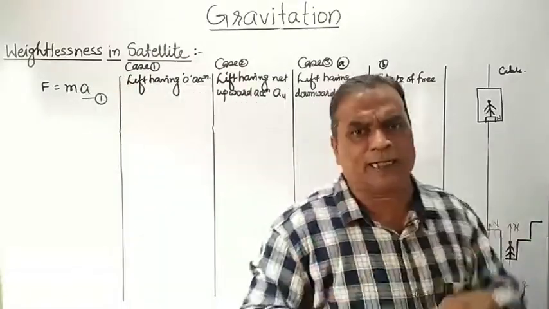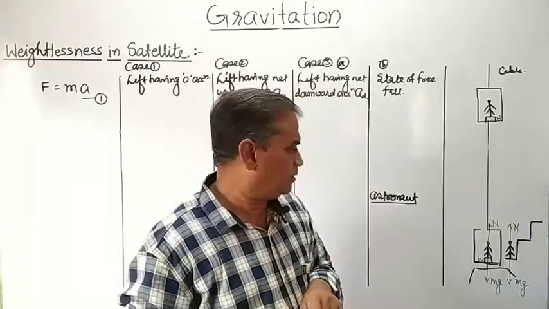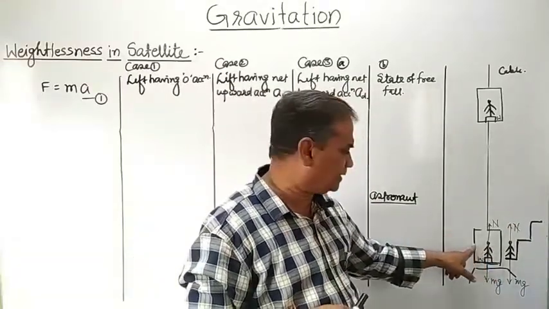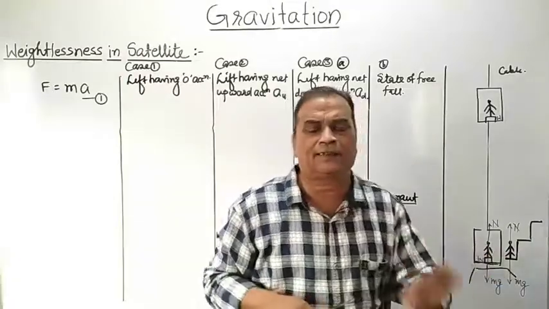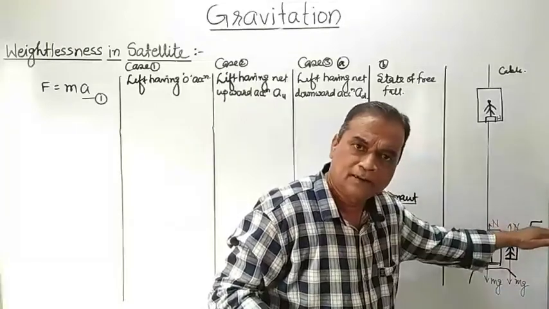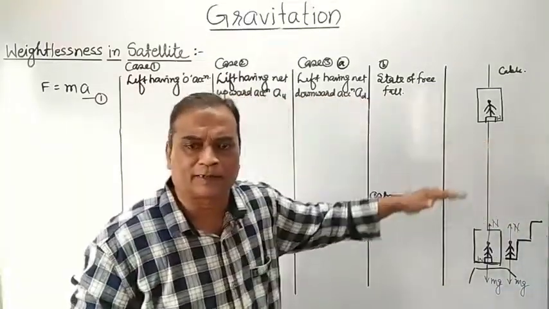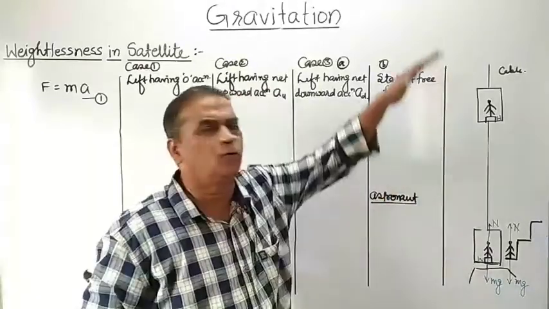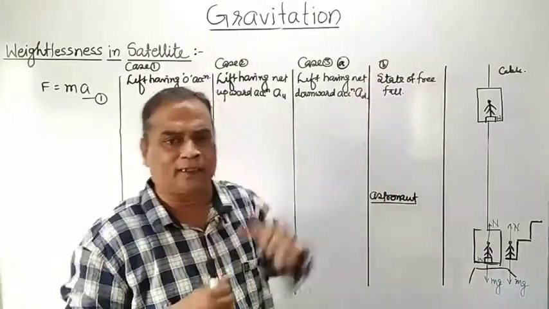Now, in our day-to-day life, we know that a passenger may be standing either in a lift or on an elevator. Have you seen an elevator, either at a railway station or in a shopping mall? You have seen the elevator so that you can move automatically in the upward direction or in the downward direction.